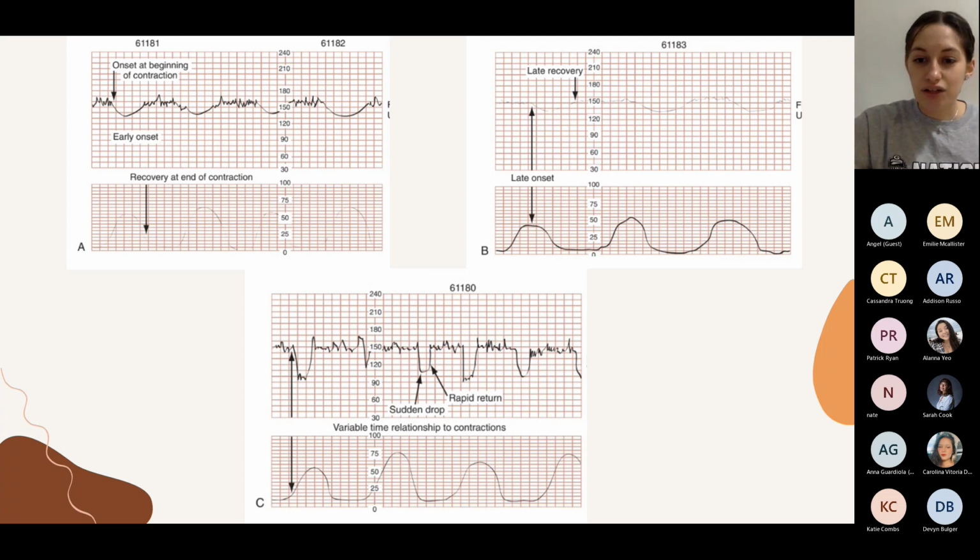And then next to that one is going to be the late decels. So you see the dip after the contraction. And then that last one is going to be your variable decels. So you can see those kind of sharp V marks.